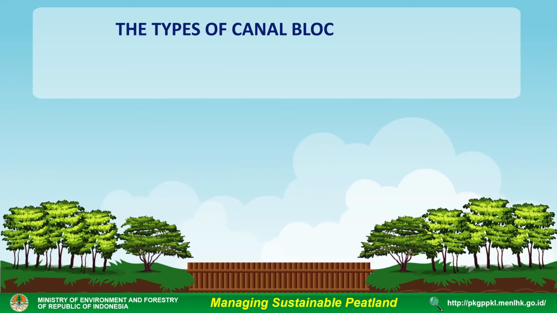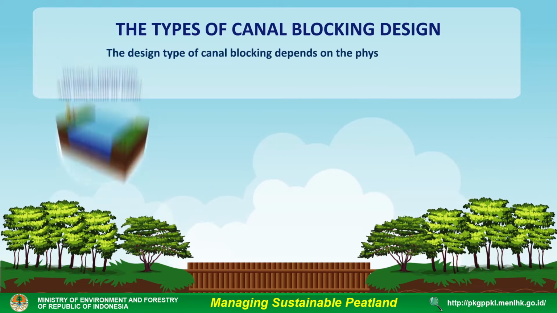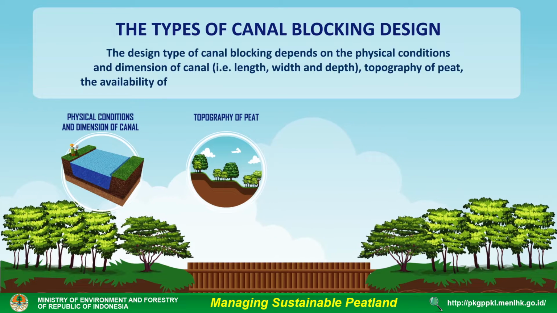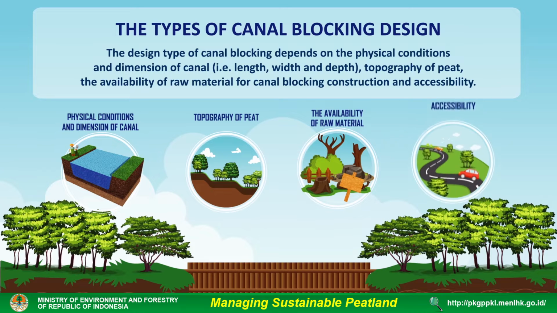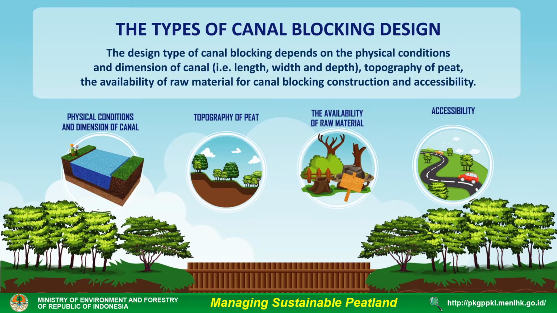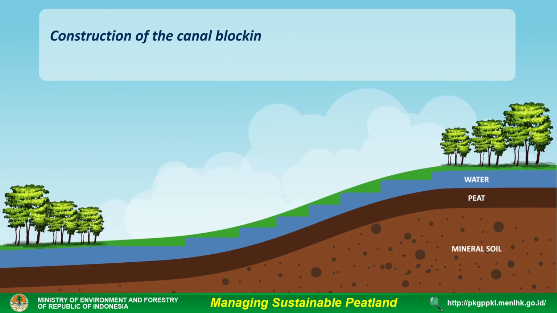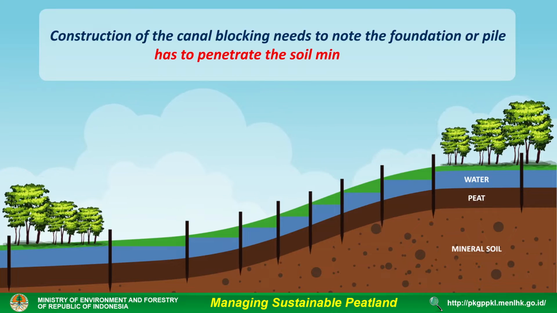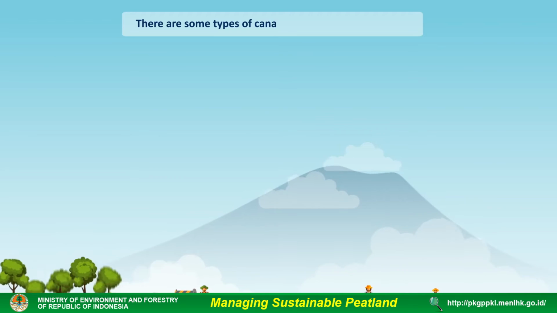The types of canal blocking design. The design type of canal blocking depends on the physical conditions and dimensions of canal, or length, width, and depth, topography of peat, the availability of raw material for canal blocking construction, and accessibility. Construction of the canal blocking needs to note that the foundation or pile has to penetrate the soil mineral layer. There are some types of canal blocking design.